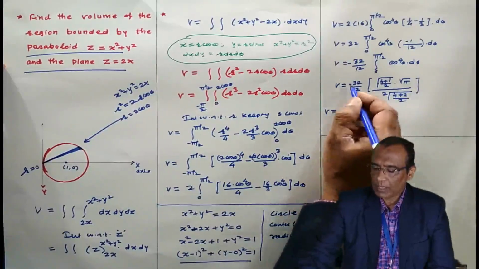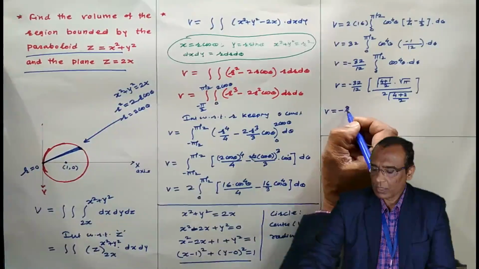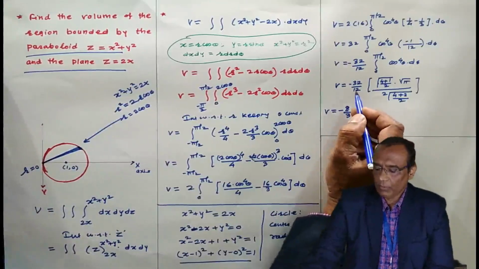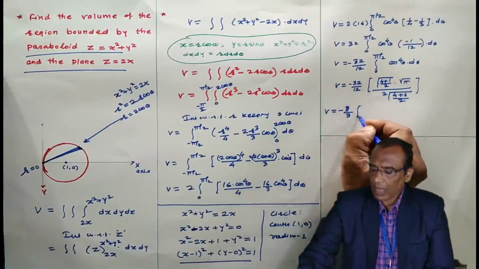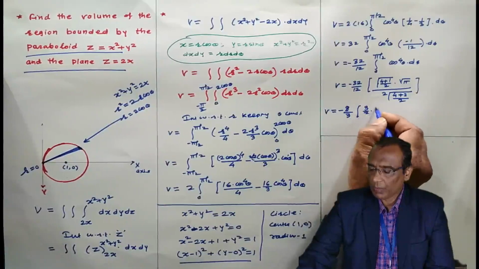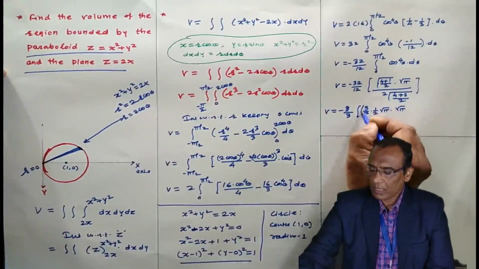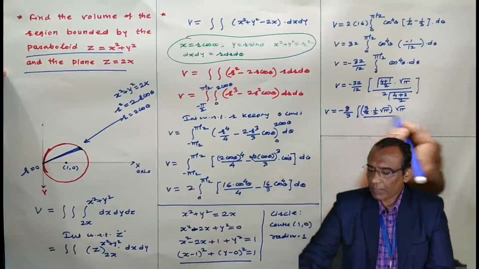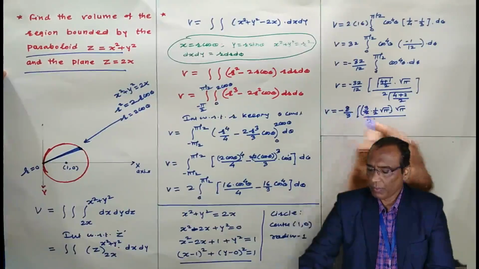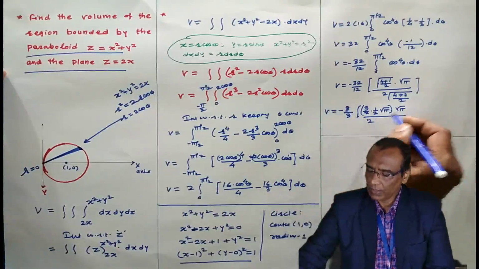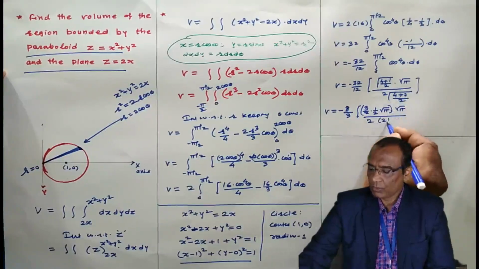Now V equals minus 32 by 12, this can be written as minus 8 by 3, since 3 4s are 12 and 4 8s are 32. Gamma 5 by 2 can be written as 3 by 2 into 1 by 2 root pi. This we have done in gamma function. Root pi is as it is. This is the value of this one divided by 2 times gamma 6 by 2, which is gamma 3. Gamma 3 is factorial 2.